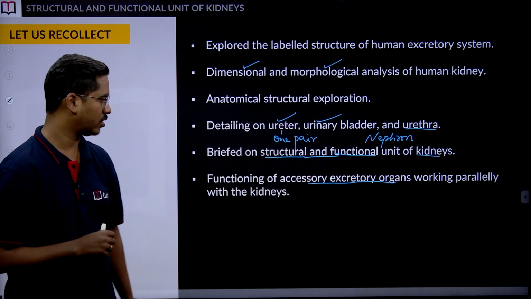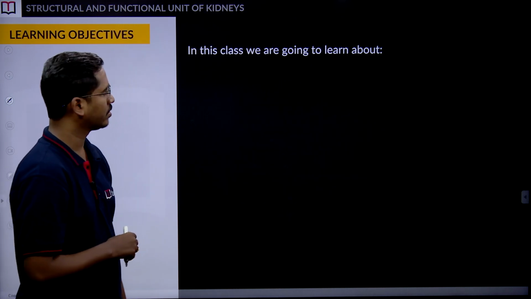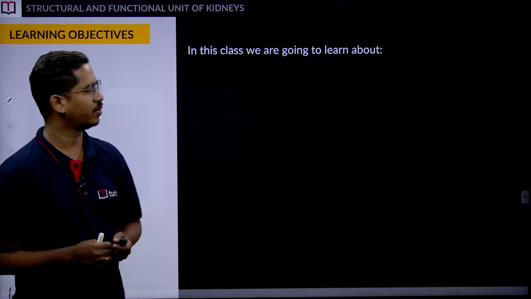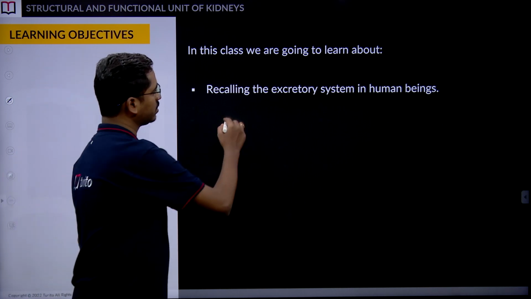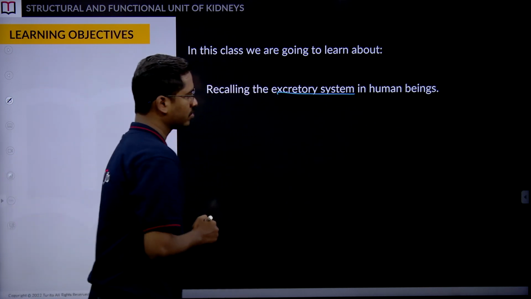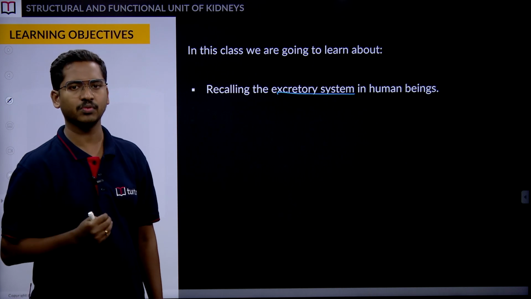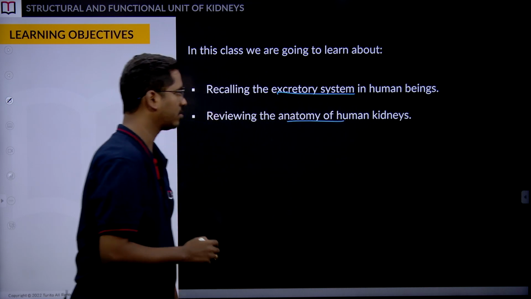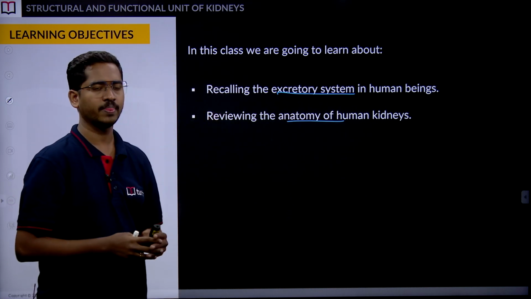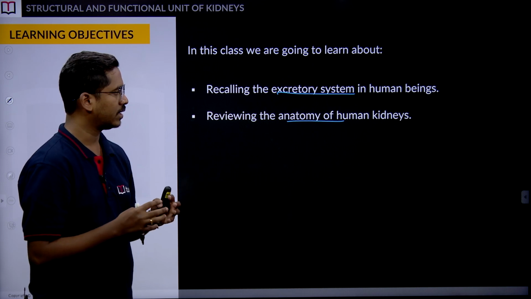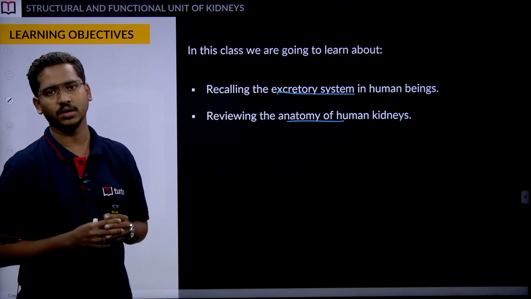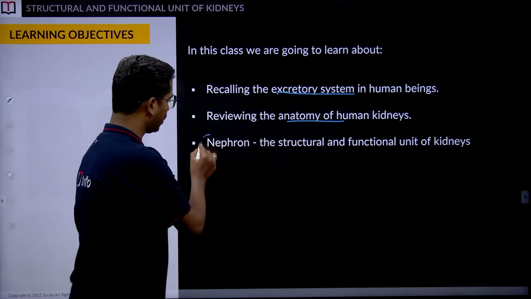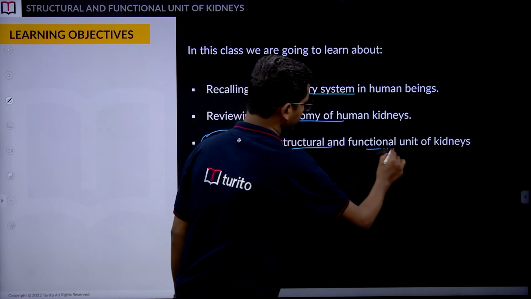We did these topics in the previous session, and in this particular session, these are our objectives. We will be recalling the excretory system of human beings. The same images would be used here to understand that, following which we will review the anatomy of the human kidneys. We will look into the labelings of the kidneys, or how it is arranged internally, following which we look at the nephron, the structural and functional unit of the kidney.